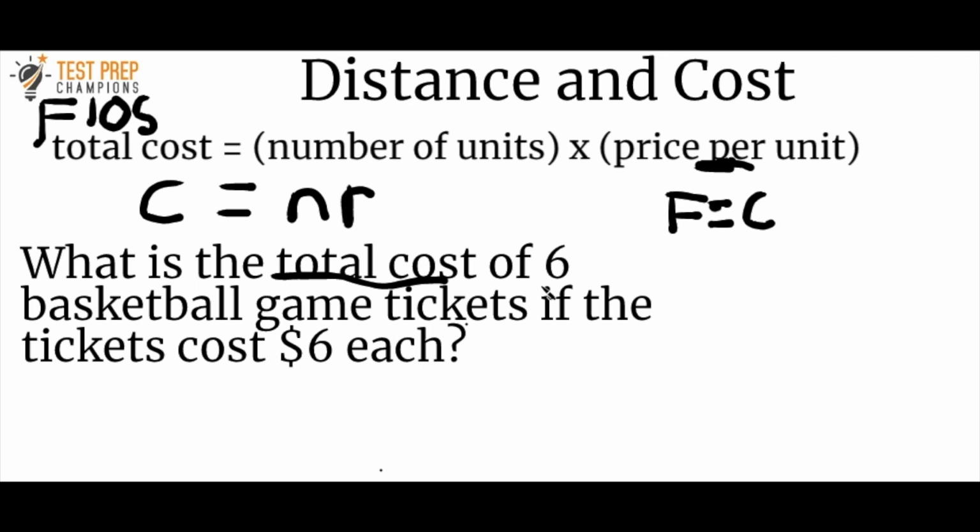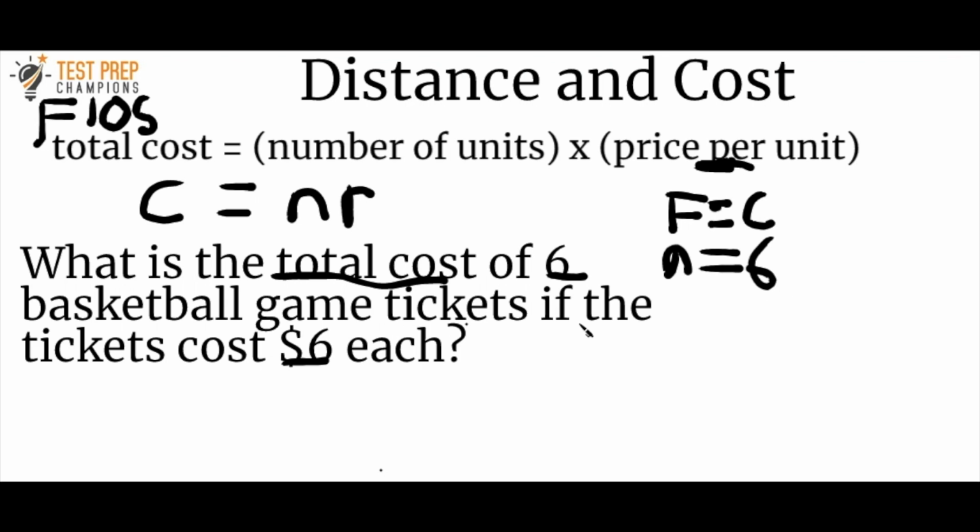All right, and so then we have to look at the information. So what information do we care about? Well, we care primarily about the numbers here. What is the total cost of 6 basketball game tickets? So what is this 6? Well, that is telling us about the number of units. All right, so N is going to be equal to 6 here.